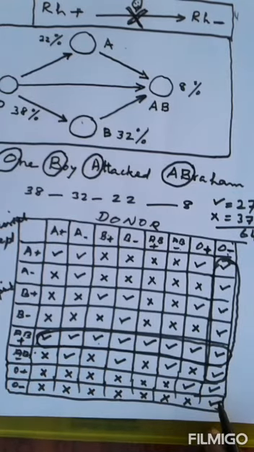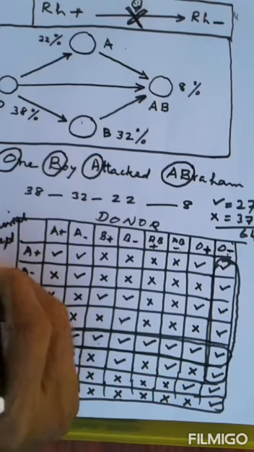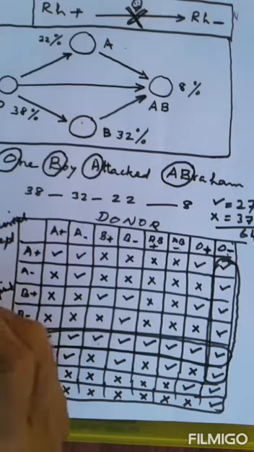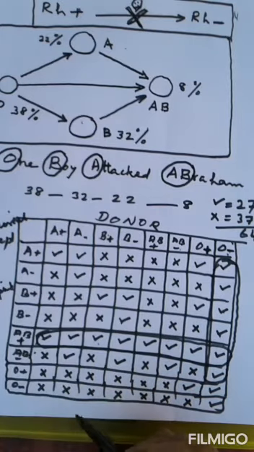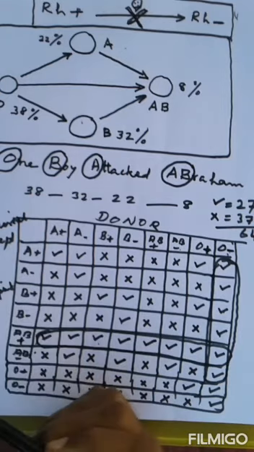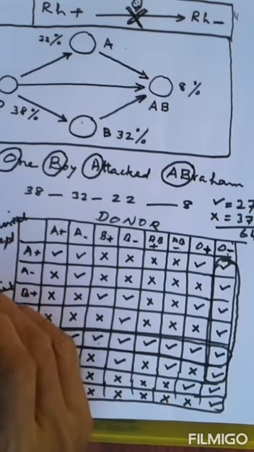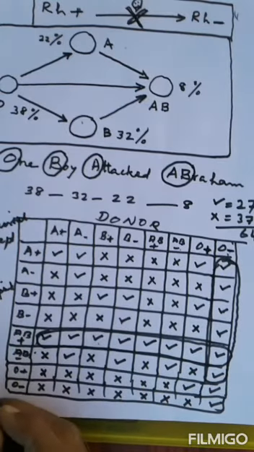Similarly, when we come to the universal recipient, you cannot say AB is the universal recipient. No, that answer is wrong. You have to incorporate the Rh factor also. So you answer like that. It is AB positive person who is the universal recipient. It is not simply AB. It should be accompanied by Rh factor also. So it should be AB positive universal recipient and O negative universal donor.